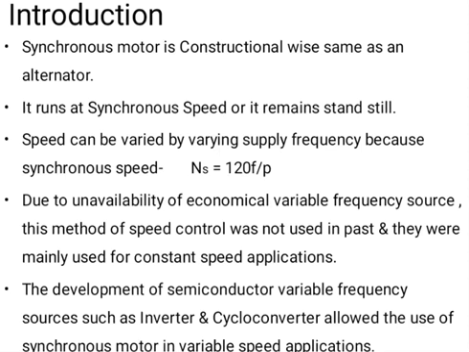So let us start. As you all know, the synchronous motor is construction-wise the same as an alternator, and it runs at synchronous speed or it remains at standstill. The speed can be varied by varying the supply frequency. The formula for synchronous speed is Ns = 120 f / p, where f is the supply frequency and p is the number of poles.